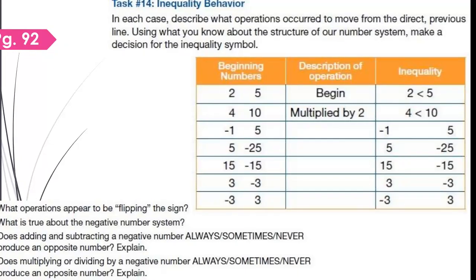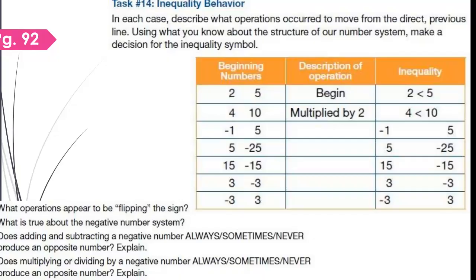All right, so in each case, describe what operations occurred to move from the direct previous line into the next line. Using what you know about the structure of our number system, make a decision for the inequality symbol.